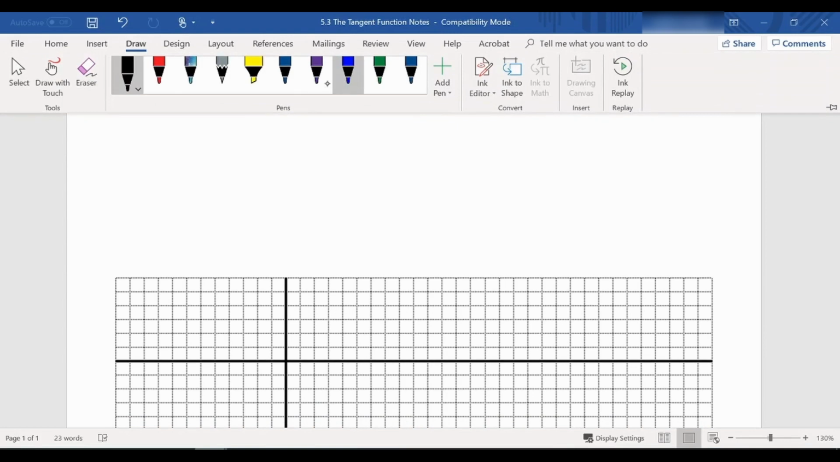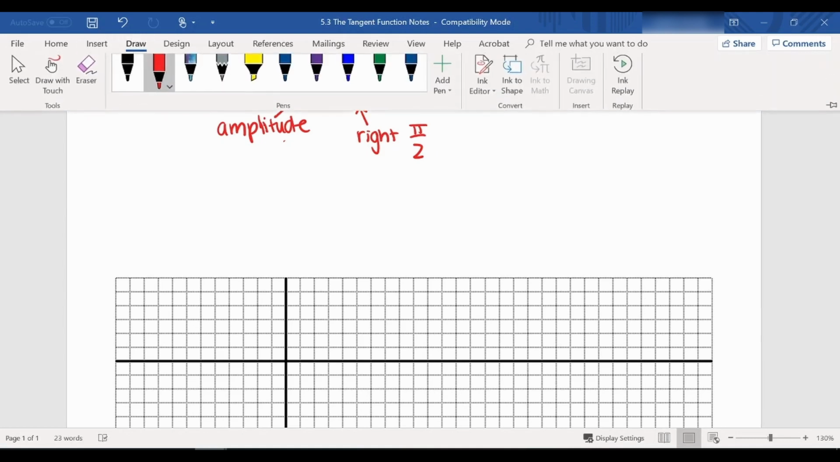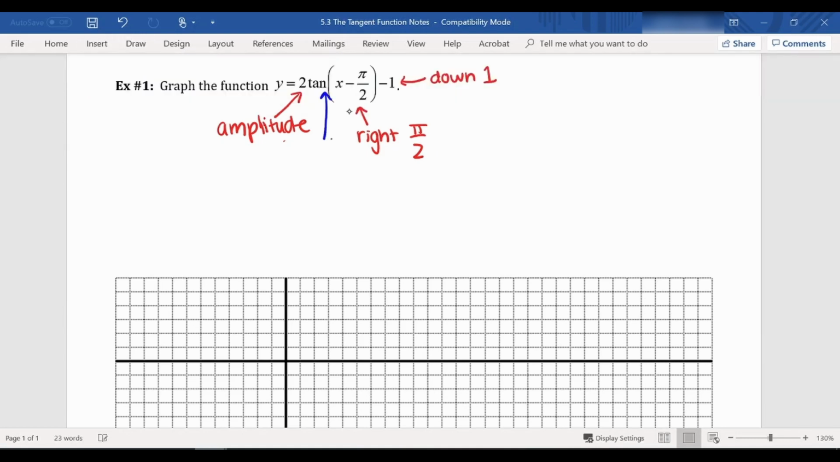So we're going to take a look here and see what we have. We have a 2 in front. This is going to affect the amplitude. We have a minus pi over 2. So this means we are going to go to the right by pi over 2. And the -1 at the end means we're going to go down 1. Okay. There is no b value, so there is no change in period.